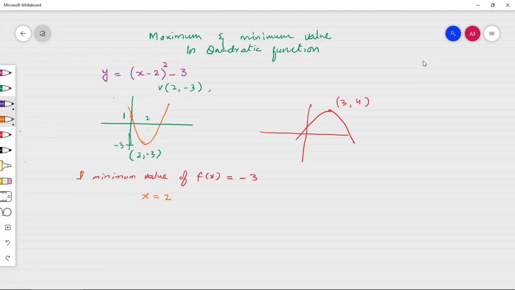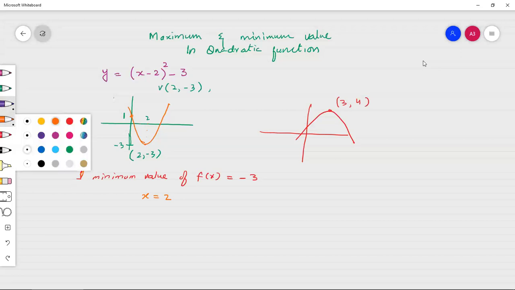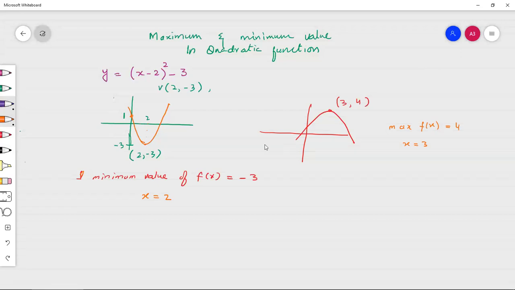he always asks for the maximum value. Find the maximum value of the graph. Then how can you reply? That the maximum value of f of x would be 4. And if he asks where this maximum value exists, then you simply reply that at x is equal to 3, the f of x is maximum. The value of f of x will be 4 at x is equal to 3. So this is all about sketching, and the minimum and maximum value of a quadratic function.